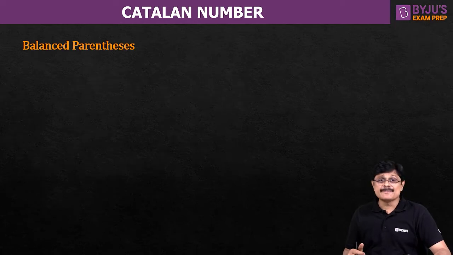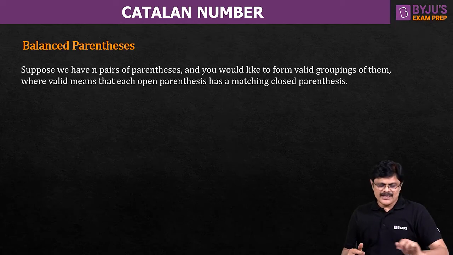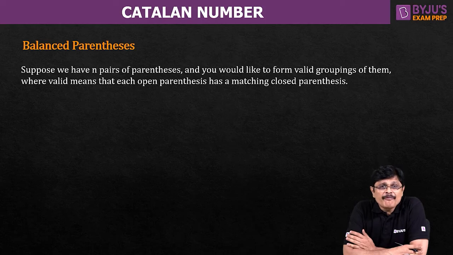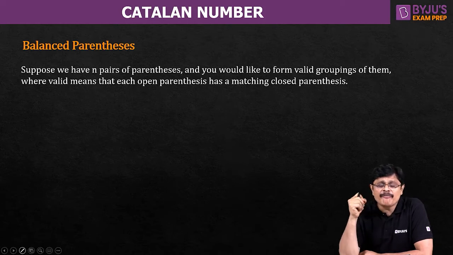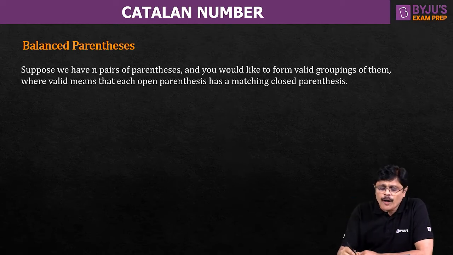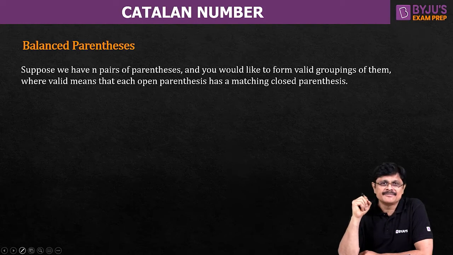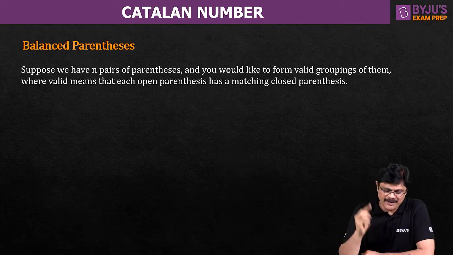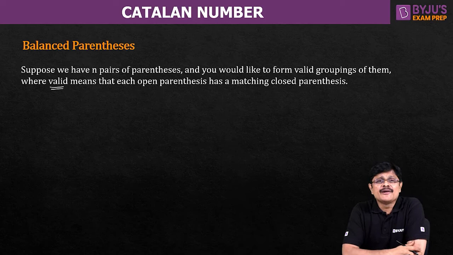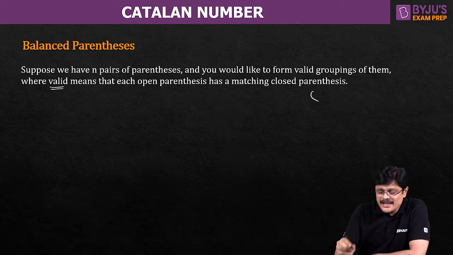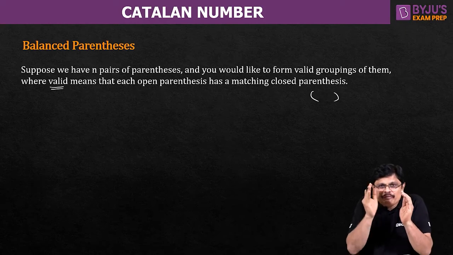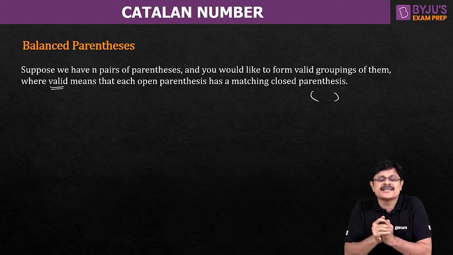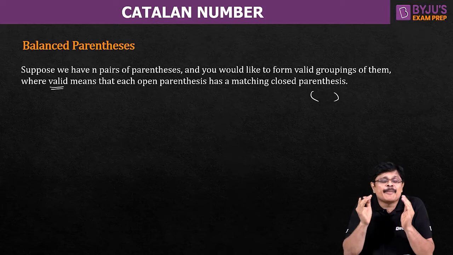The first problem is the balanced parenthesis problem. Suppose we have n pairs of parentheses. Parentheses always come in pairs. So we have n pairs of parentheses and we would like to form a valid group of them. Where valid means, for each open parenthesis, there should be an associated closed parenthesis. Then we call it a valid parenthesization.